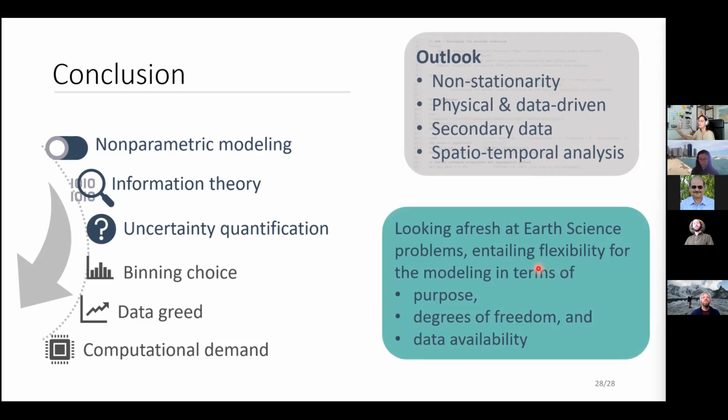So yeah, the idea was to look afresh at typical earth science problems. And what we have shown is that we were able to give some flexibility for modeling in terms of purpose, degrees of freedom, and data availability.